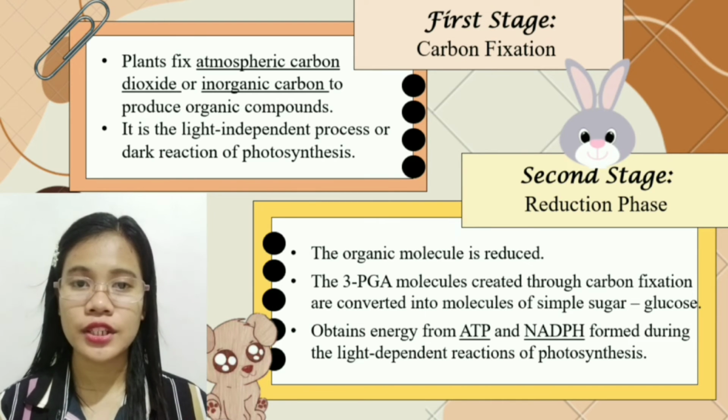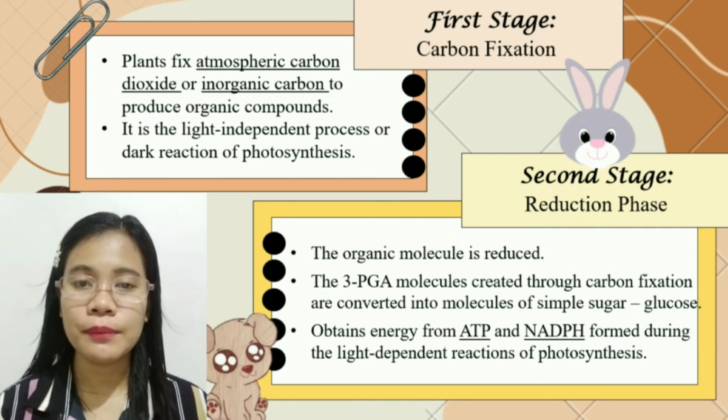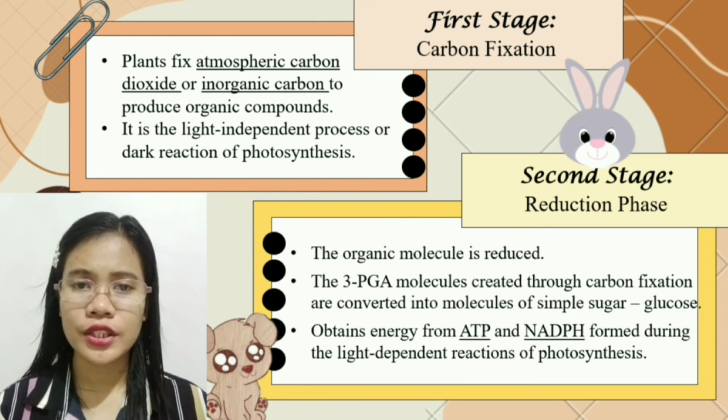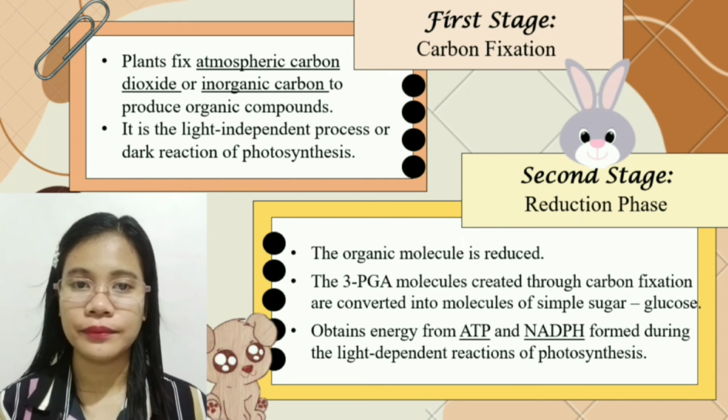The second stage is the reduction phase, where the organic molecule is reduced. The three-phosphoglyceric acid, or 3PGA, molecules created through carbon fixation are converted into molecules of simple sugar, glucose. This stage obtains energy from adenosine triphosphate and nicotinamide adenine dinucleotide phosphate formed during the light-dependent reactions of photosynthesis.